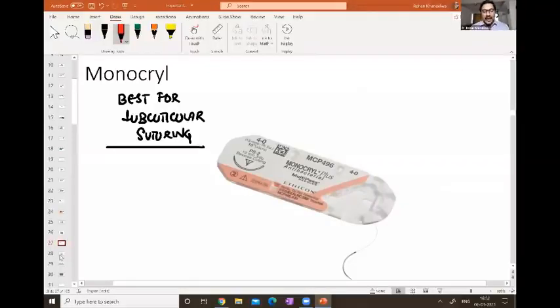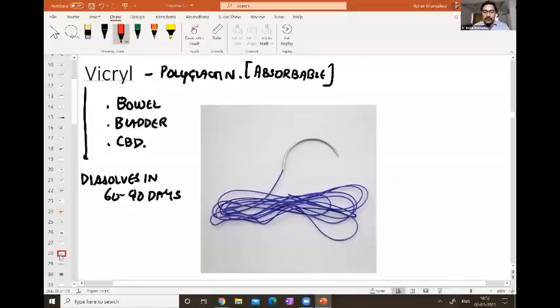Vicryl is polyglactin. Vicryl is also absorbable and dissolves in 60 to 90 days. It's purple or violet in color, and it can be used for bowel, bladder, and common bile duct.